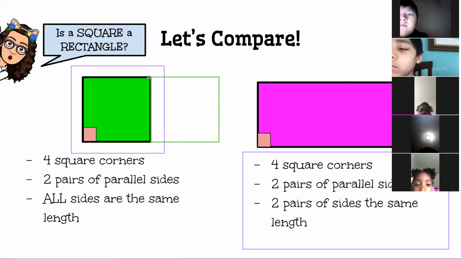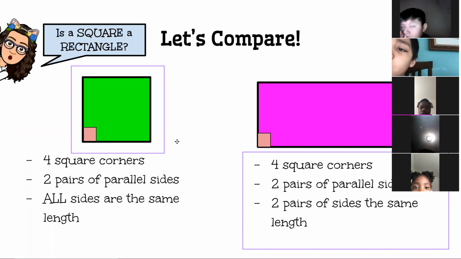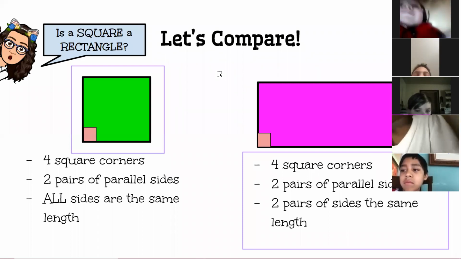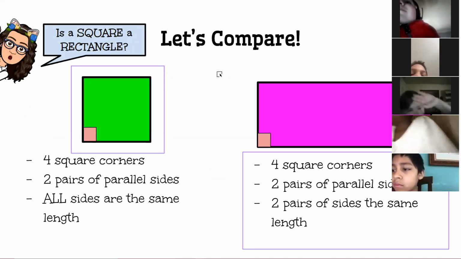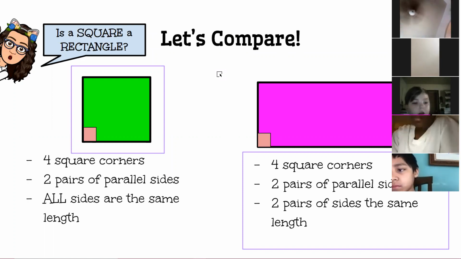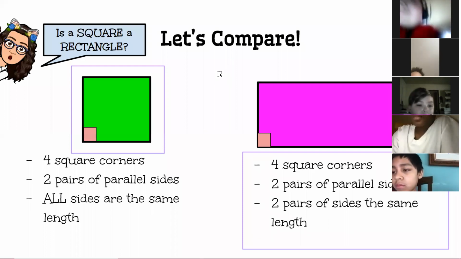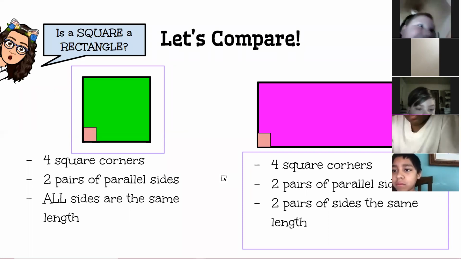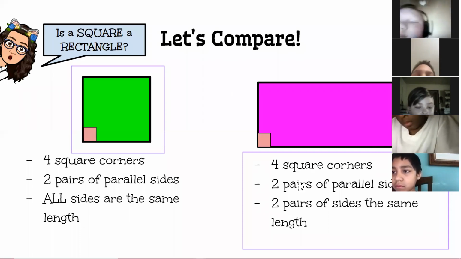Okay, but let's use the attributes that we see in front of us. Which of these attributes can show that a square is a rectangle? Remember, attributes are things that describe the shape. We haven't heard from Logan today. The attributes that make a square and a rectangle are 4 square corners and 2 pairs of parallel sides.